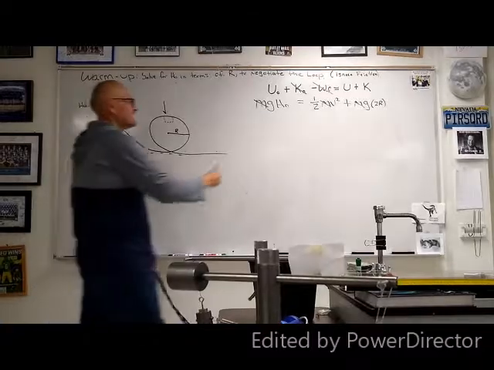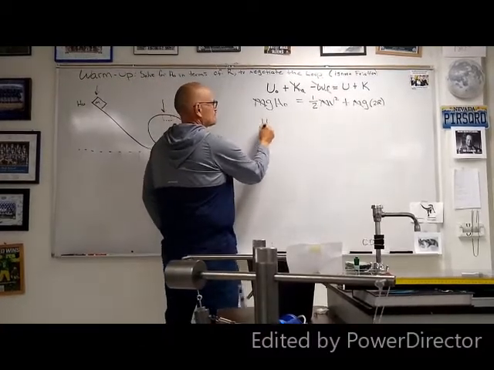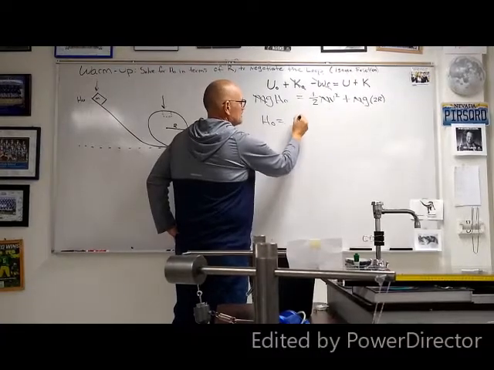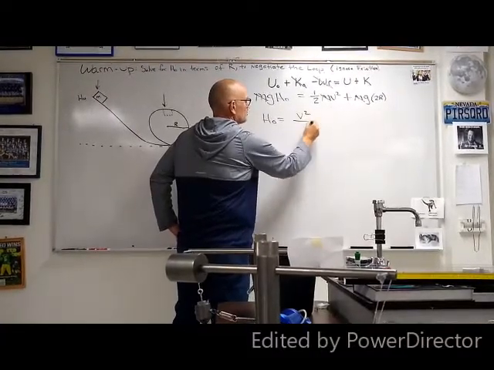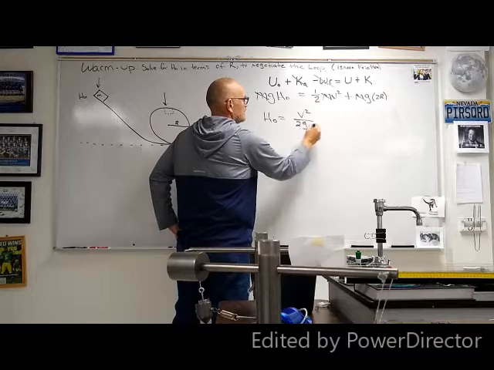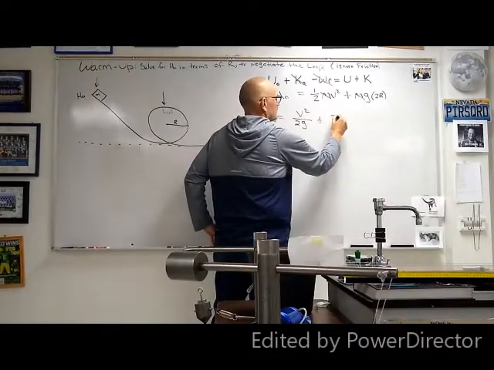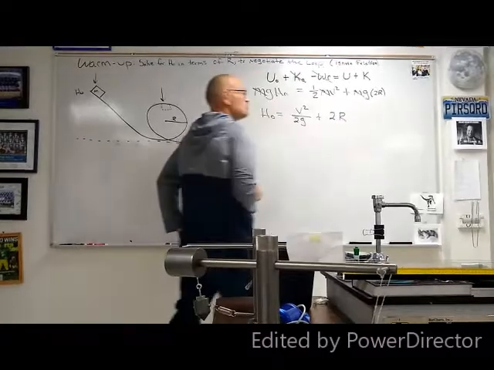So let's kind of clean this up a little bit. Let's solve this for H0. I'm going to divide by g everywhere. So this becomes what? v squared over 2g, right? Plus this will be, what's it? Just 2r. Okay, so we're almost there.